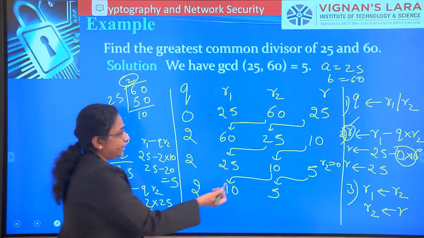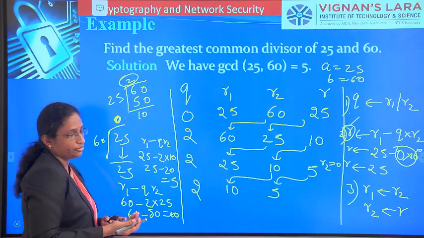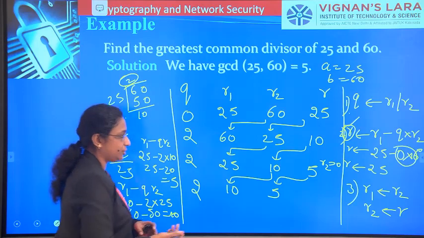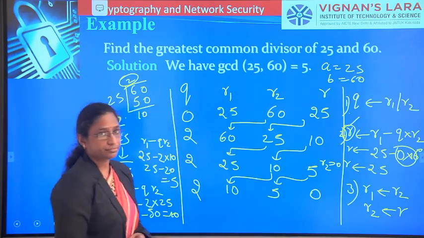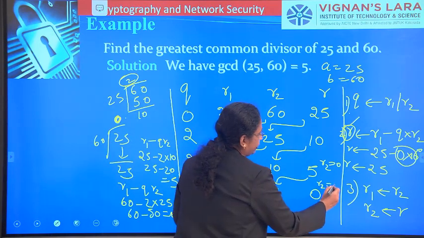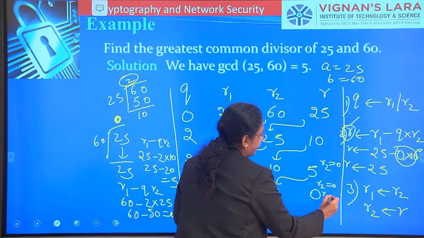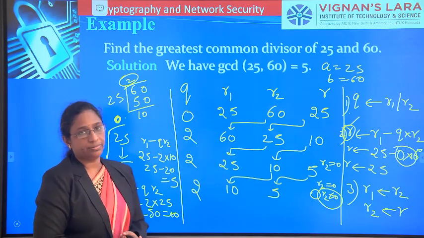Coming to your R value, R will be equal to 0, since 5 twos are 10, you are getting 0. So again you will be getting a remainder of 0. Here the condition is R2 equal to 0, it is not greater than 0. So now you will be coming out of the loop.